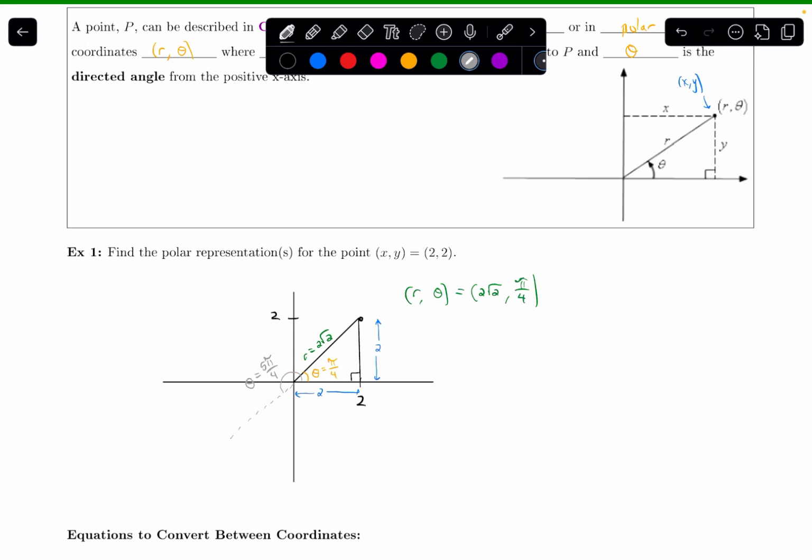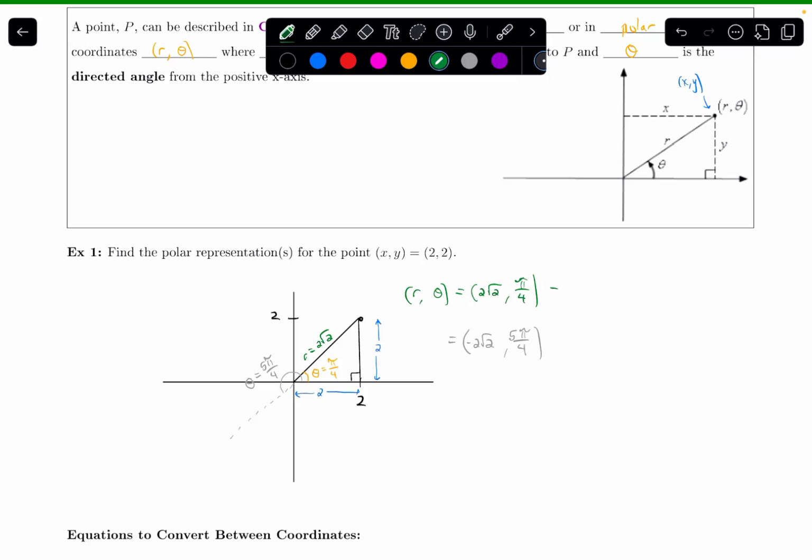So I could also do this if I let my angle be 5 pi over 4, but I let r now be negative 2 root 2. Okay, and there's many other ways to do this, because I could start at this angle pi over 4 and then go around the unit circle one full time. I could add 2 pi to it. Or I could go around again and add 2 pi again and be at that same spot.